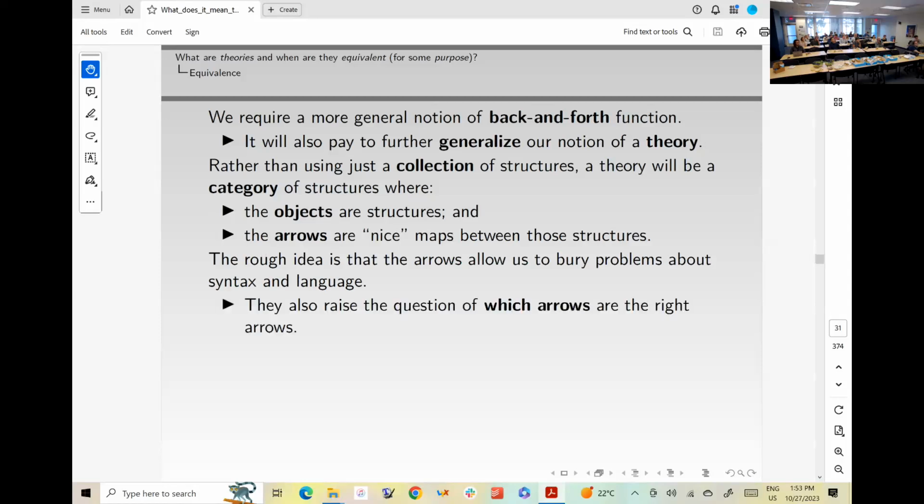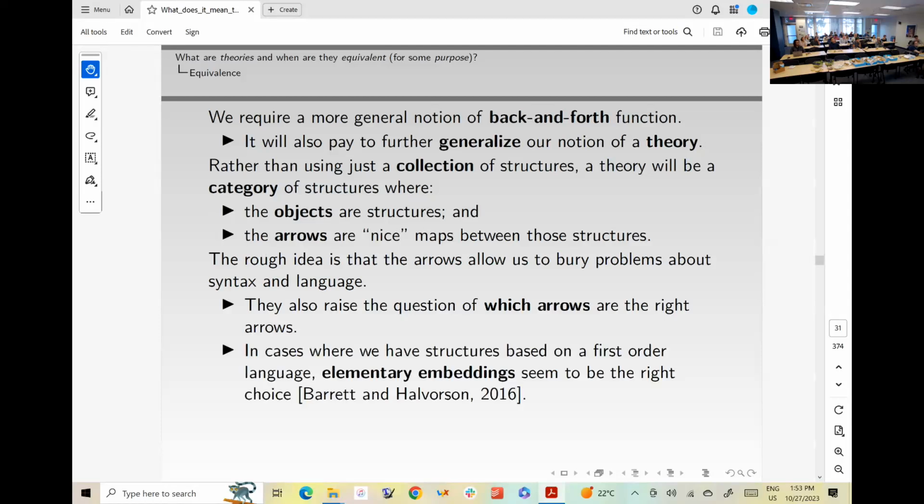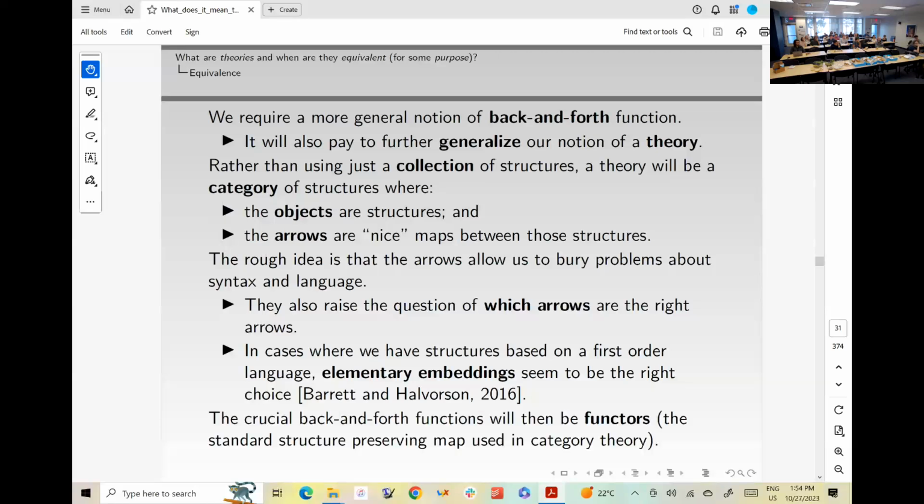They also raise questions about which arrows are the right arrows. But in the case where we have structures theorized by a first-order language, as we do here, elementary embeddings seem to be the right choice. And this is from Thomas and Hans. The crucial back and forth maps will then be functors, and these are essentially the homomorphisms of categories, so structure-preserving maps. Okay.